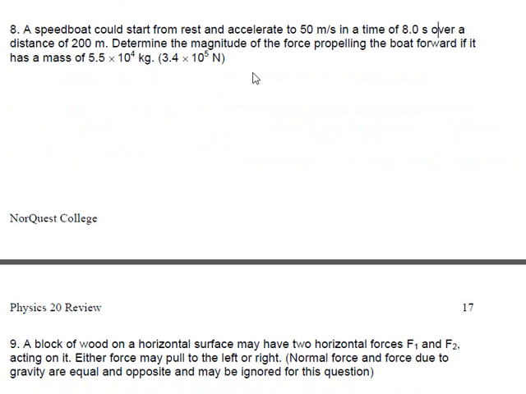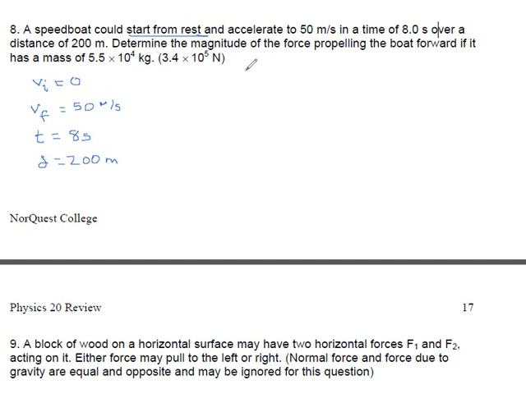And now we go to speedboats. A speedboat could start from rest. Start from rest, you remember in kinematics, means v initial equals 0. And accelerate to 50 meters per second, so we have a velocity later of 50 in a time of 8 seconds over a distance of 200 meters. Uh-oh. This is trouble. They're being too generous with the information. Determine the magnitude of the force propelling the boat forward if it has a mass of blah.